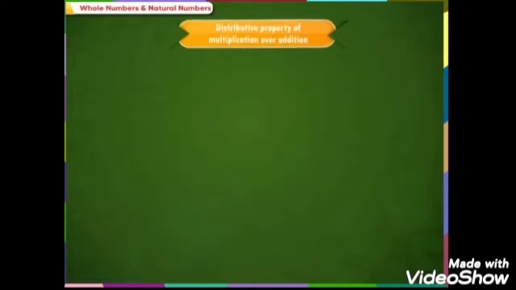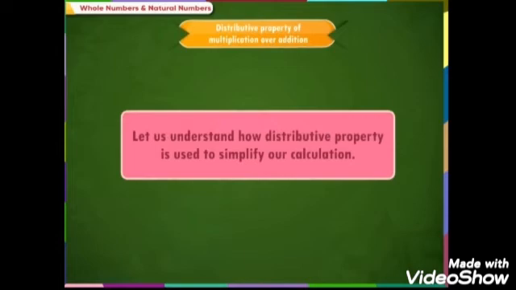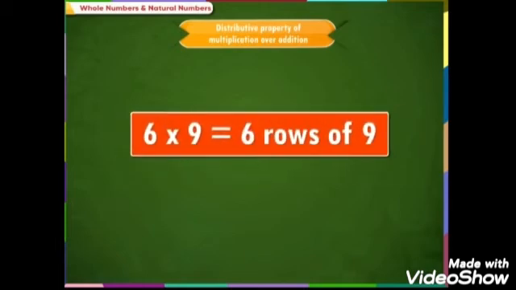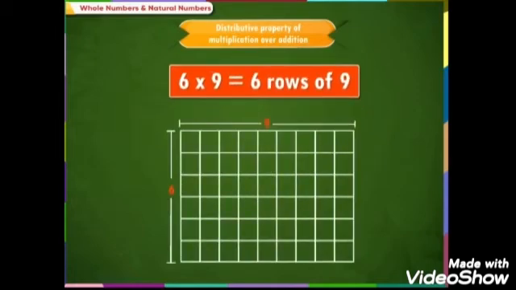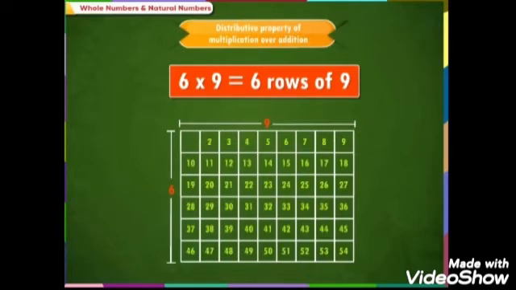Distributive property of multiplication over addition. Let us understand how distributive property is used to simplify our calculation. We know that the multiplication problem 6 multiplied by 9 also means 6 rows of 9. This grid represents an array of 6 rows of 9. We can find the product of 6 and 9 by counting the number of boxes in the grid.